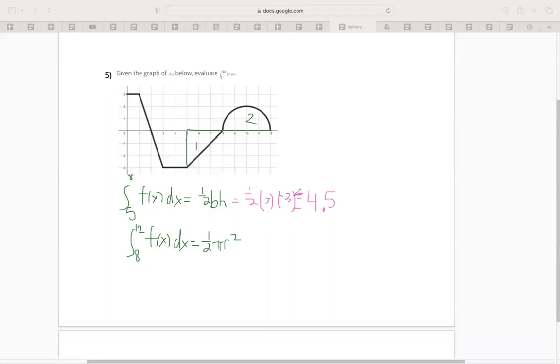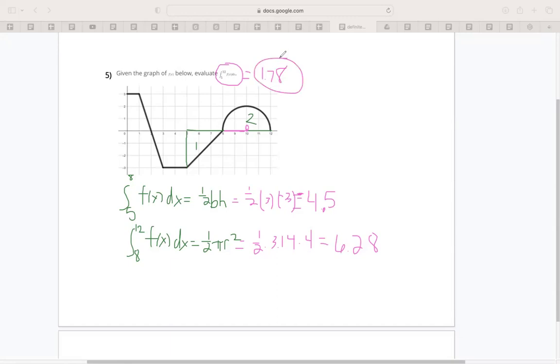Okay, then our second one with the circle. So our radius, remember, is only half. So our radius is going to be 2. So it's going to be 1/2 of 3.14 times 2 squared, which is 4. I'll just go ahead and write that 4. So 1/2 times 3.14 times 4 gives me 6.28. Okay, then I'm going to subtract those because the 4.5 is negative, and I get 1.78. So this answer here, the area from 12 to 5 is 1.78.